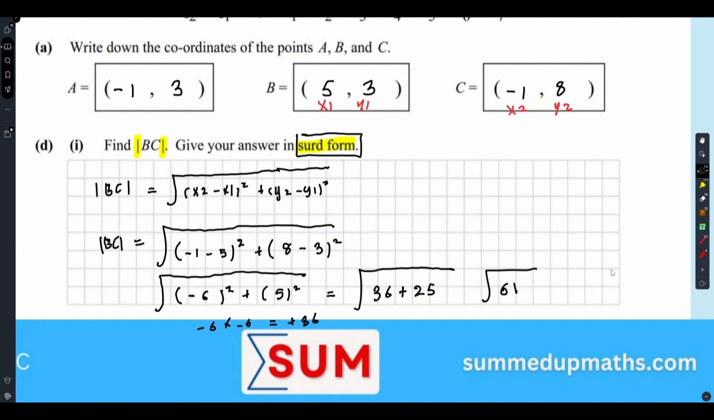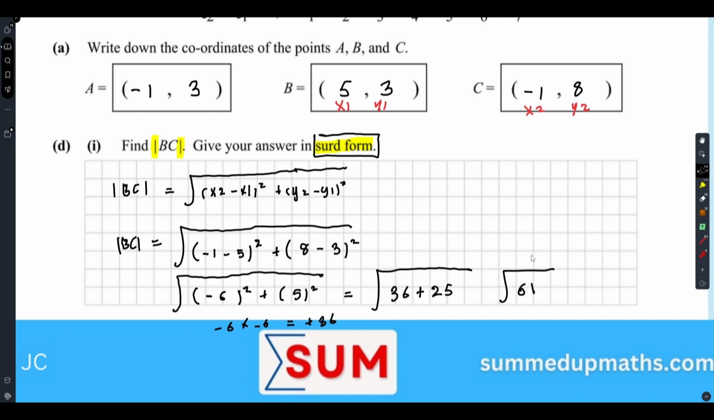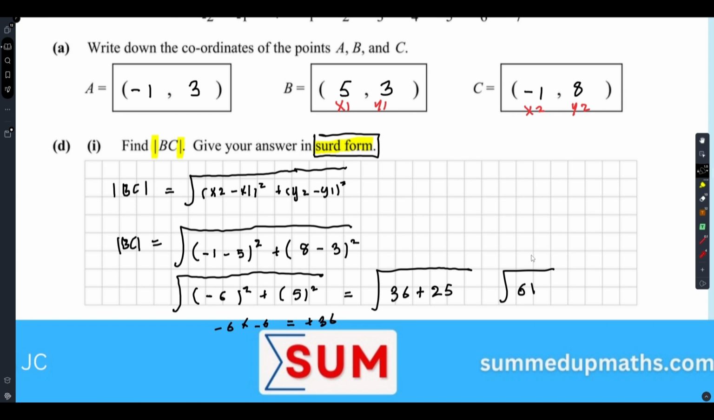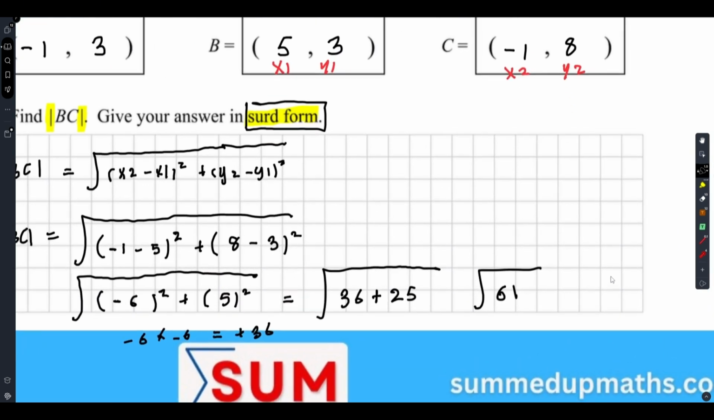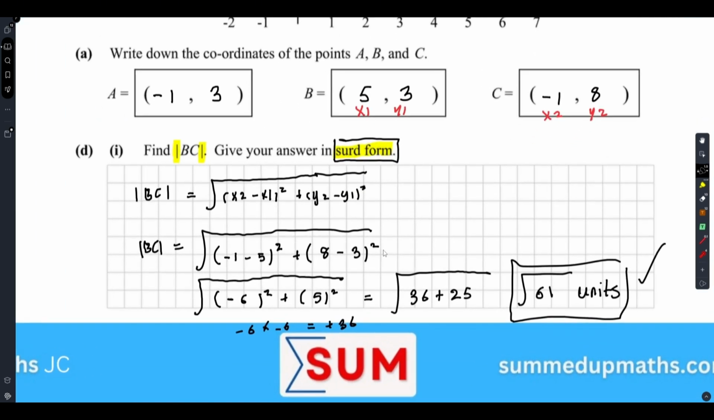So we say root 61, and what is important here, what am I forgetting with the root 61 at the moment? If we found a distance, what do I have to put after root 61? Units, exactly. So you would put in the unit if it was centimeters, meters, or whatever. But in this case, because there are no units mentioned, we just say units. So root 61 units. And that is your final answer there. Root 61 units. So, and you can put it all into your calculator from here. But it is good to see how it actually works.